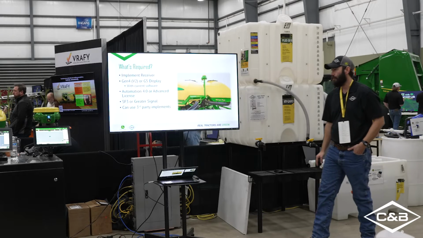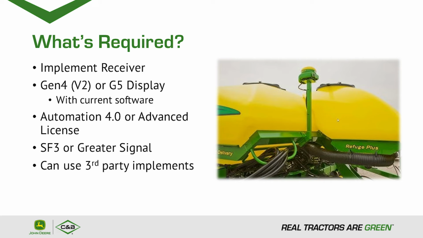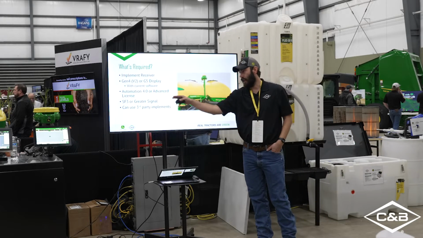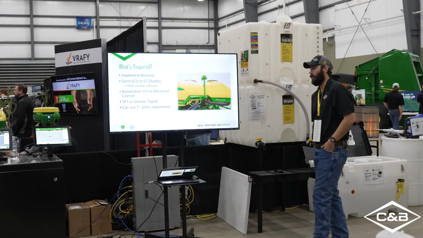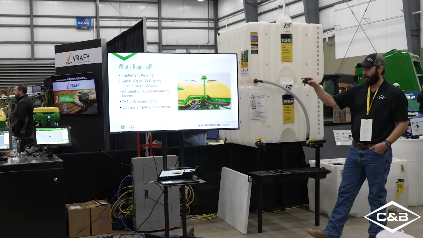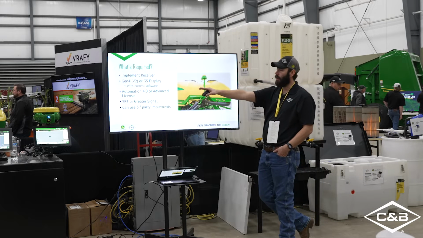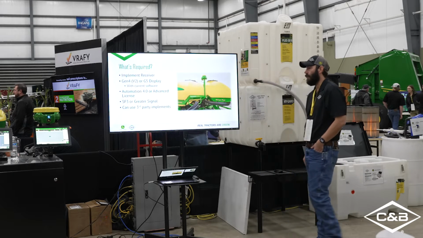The tech world that we live in, software is very important. If anybody is having any issues out there, the number one thing we're going to say is, well, is your software up to date? So along with the displays, we need to have either Automation 4.0 or an advanced license. So on our Gen 4s, it's going to be called that Automation 4.0. On your 4600 command centers, that's a one-time activation. If you are running a 4640, that's going to be that yearly cost. And then on the Gen 5s, we do have that advanced license now. For those universals, that's $750. So you have to have the Automation 4.0 advanced license, and then we also have to run SF3 or greater signal. So SF3 or RTK.